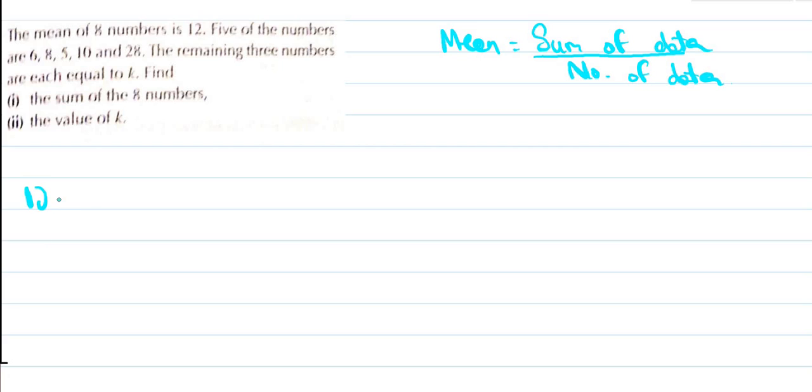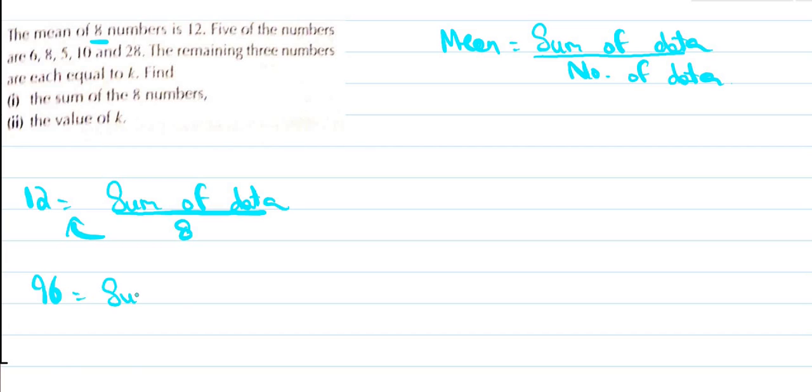Mean is 12, which is equal to sum of data upon number of data. What is the number? The number of data is 8, as it is the mean of 8 numbers. Now what is 8 multiplied by 12? 8 multiplied by 12 is 96. Therefore sum of data is 96.